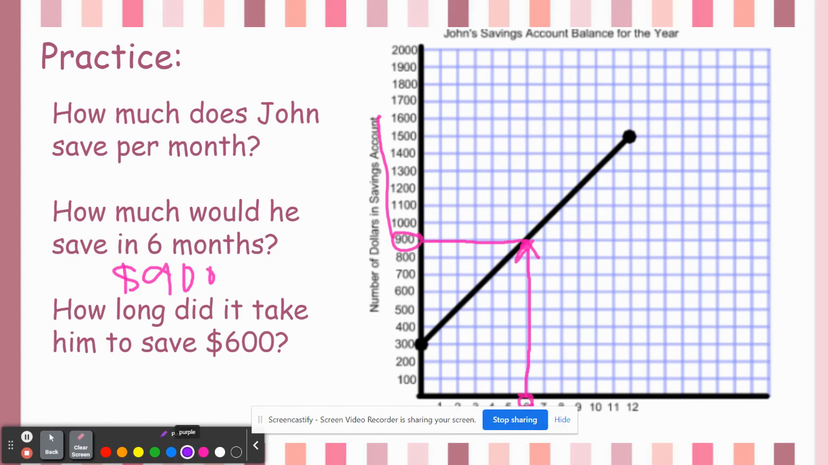Okay. And then the next question says, how long did it take him to save 600? Again, this is my dollars, right? So I need to find 600. Oh, there's 600. Okay, so I'm going to go from 600 till I hit the line. Oh, there we go. There's that line. How many months did that take? Let's go down here. What number is that at? 3. So it took him 3 months.